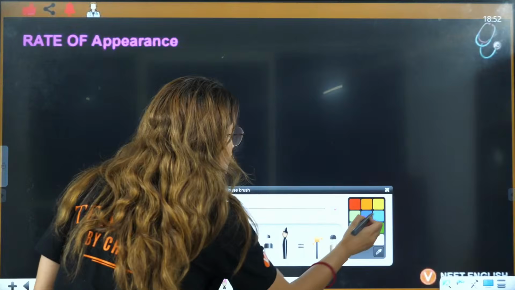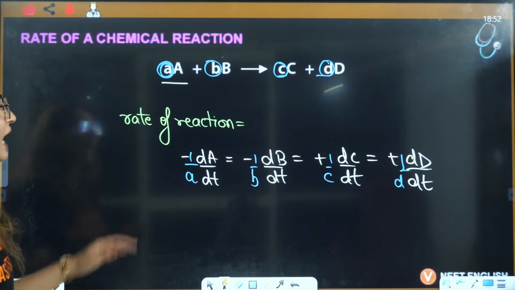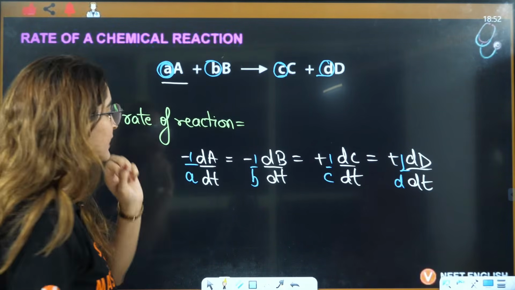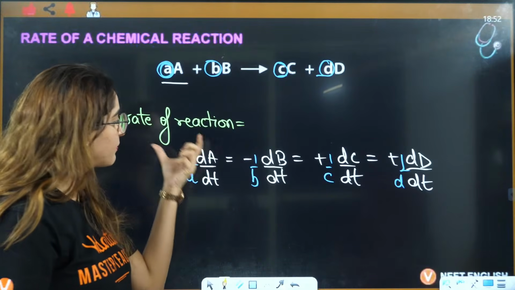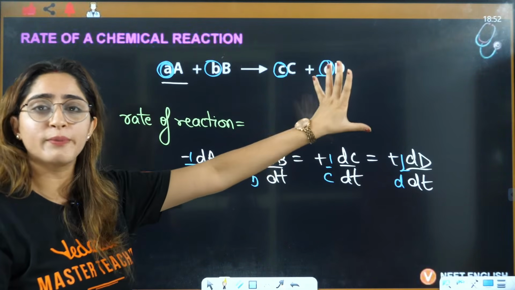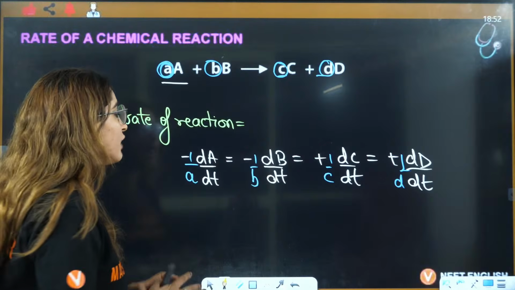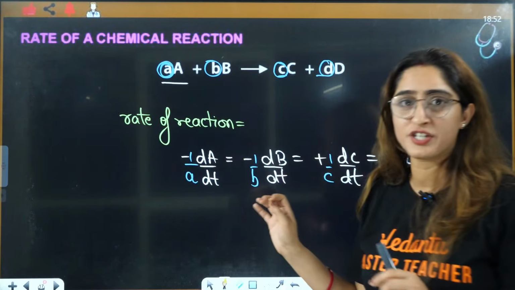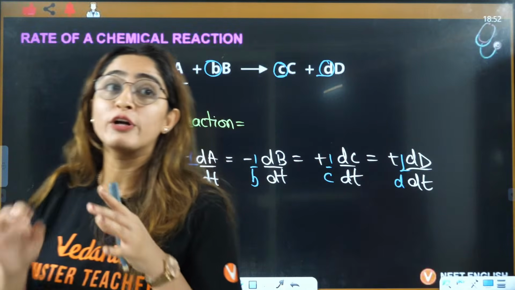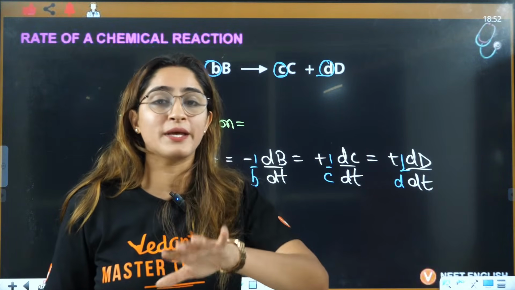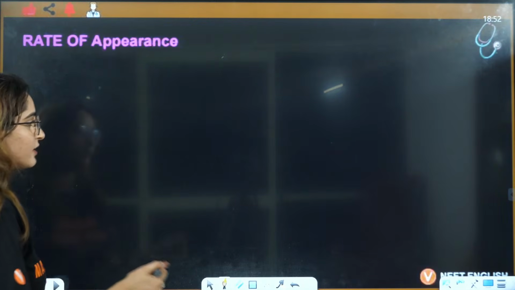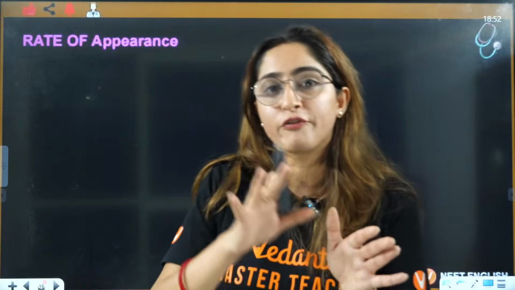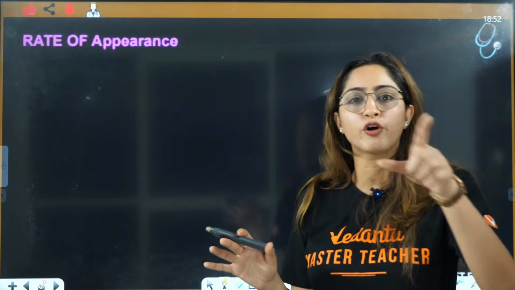Okay, now let's talk about this thing here. That rate of reaction, I told you that in terms of reactant, there will be negative, negative. In terms of products, there will be positive, positive, right? And whenever you talk about rate of reaction, you will always divide it with the coefficient. But whenever we talk about rate of appearance and disappearance, things will change entirely here. So let's talk about rate of appearance and disappearance.